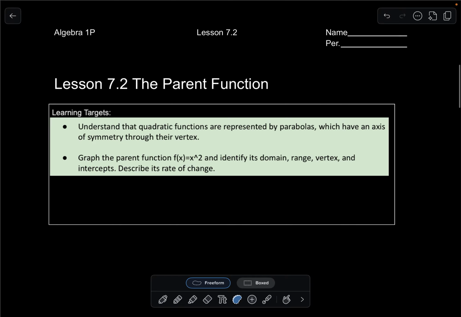The parent function is what it's referred to. Specifically, it's the parent function of quadratics.